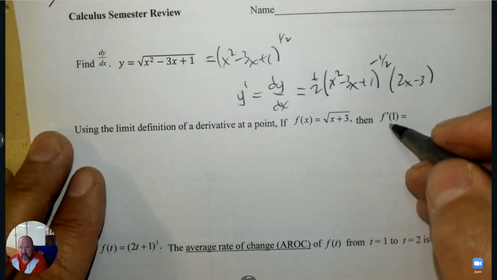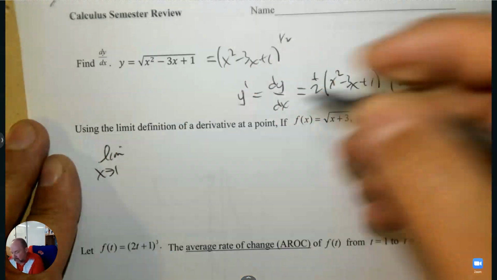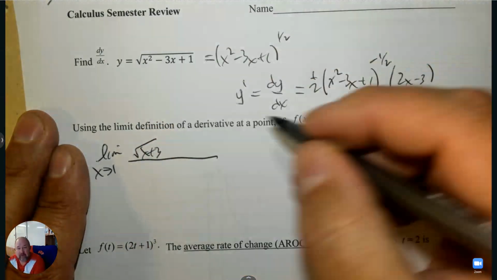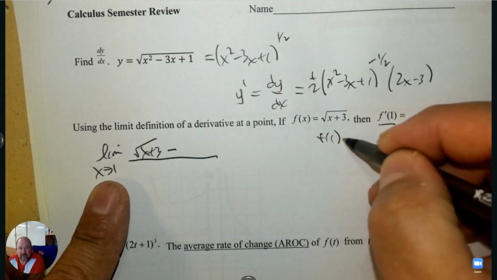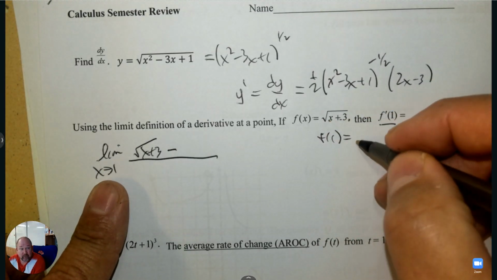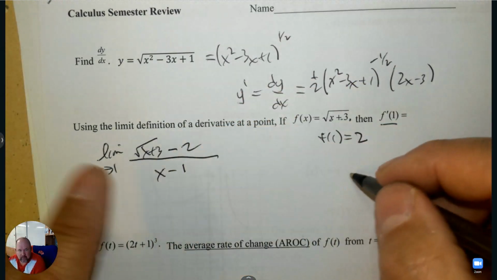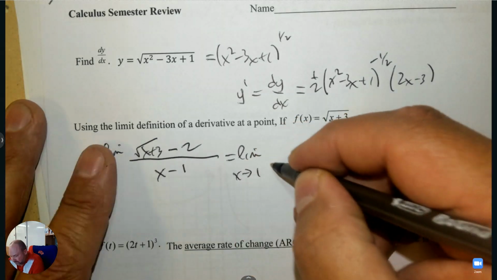Use the limit definition to find the derivative at a point. So the limit definition at a point, as x approaches that point 1, we have the function x plus the square root of x plus 3, subtract. Then you actually plug in 1. I need to know what f at 1 equals. 1 plus 3 is 4, and the square root of 4 is 2. And then x minus 1 in the denominator. There's the setup. Keep writing the limit notation until you plug in 1.